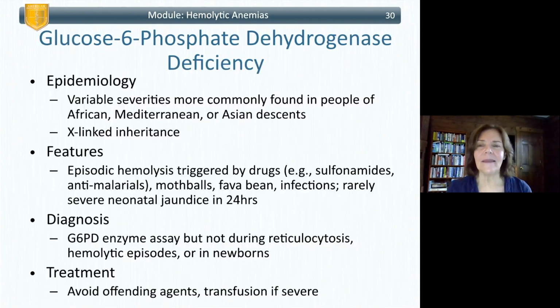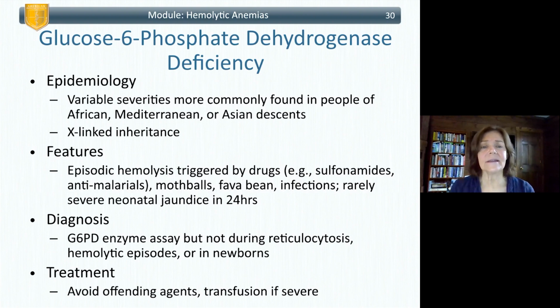One of the most common enzyme deficiencies in the world is called glucose 6-phosphate dehydrogenase deficiency. I'm not going to talk about the other enzyme deficiencies, which are more rare, because they have similar presentations and treatments. The G6PD deficiency has variable severity. It's found in people of African, Mediterranean, or Asian descent.